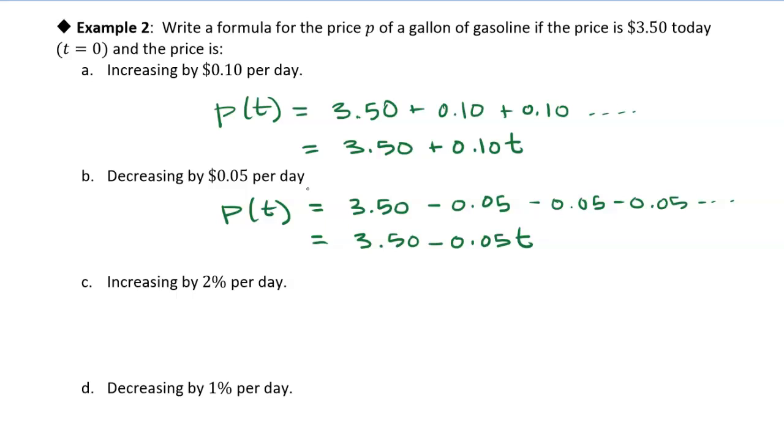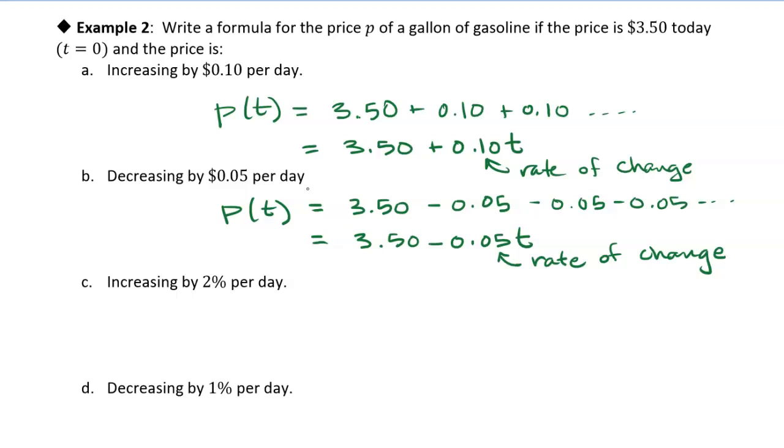All right, so you can see this 10 cents, this is our rate of change, or the slope of the function. Here our rate of change is negative because the price of gas is going down. So the rate of change is the slope of a linear function. So these are linear functions.